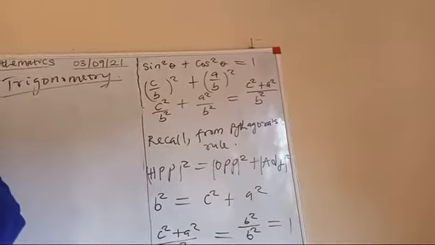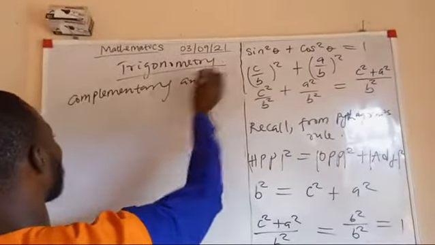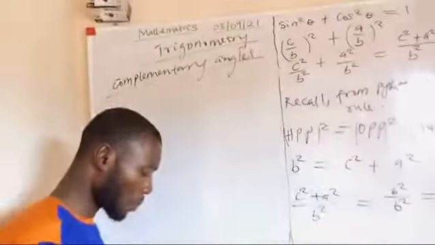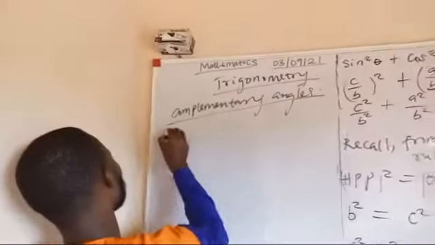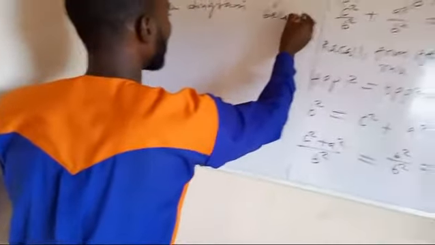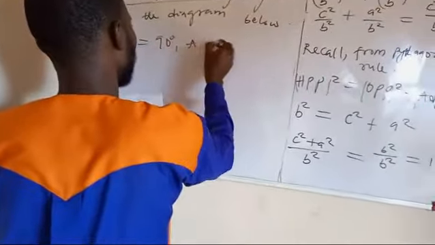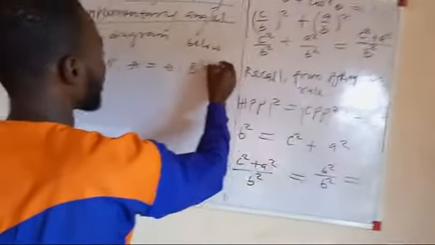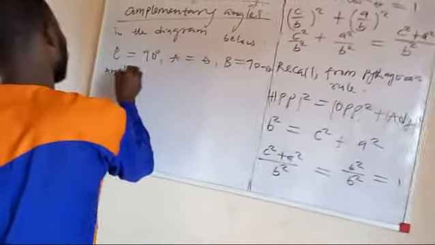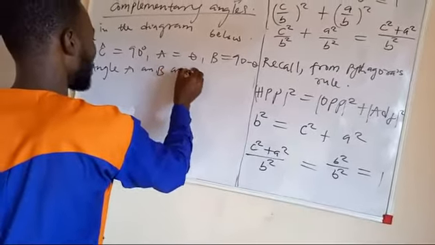We have complementary, so we'll only be talking about complementary. So in a triangle, in the diagram below, we'll be having that the angle at C is 90 degree, and A is equal to theta, while B will now be 90 minus theta. Angle A and B are complementary.